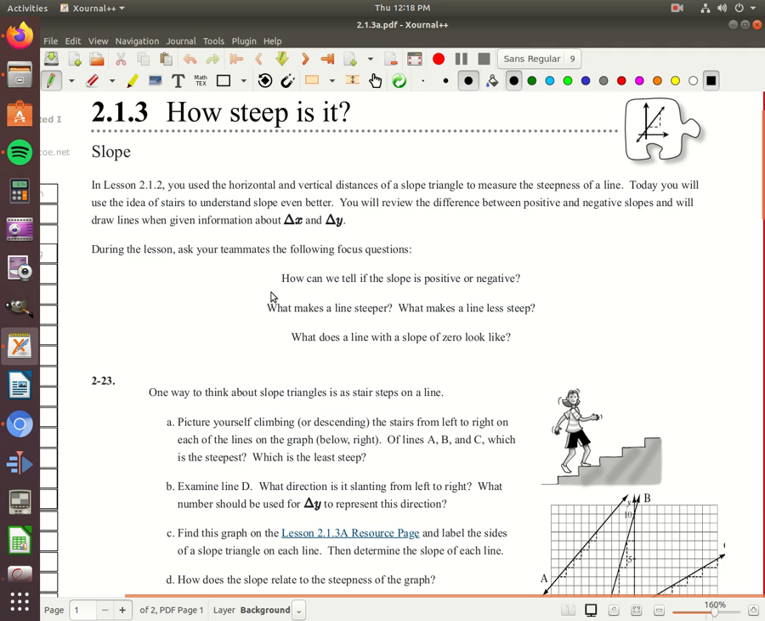During the lesson, ask your teammates the following questions. How can we tell if the slope is positive or negative? We talked about that a bit in the last episode. What makes a line steeper? What makes a line less steep? What does a line with a slope of 0 look like?